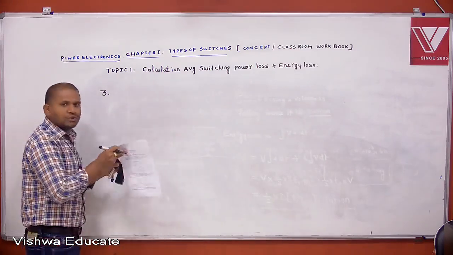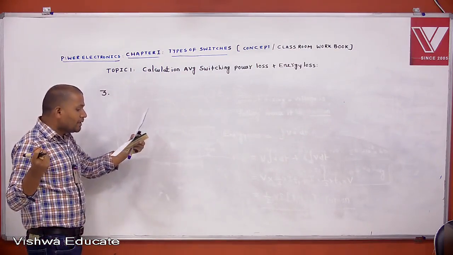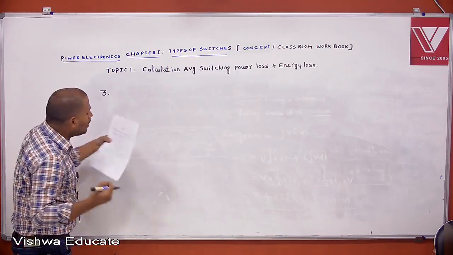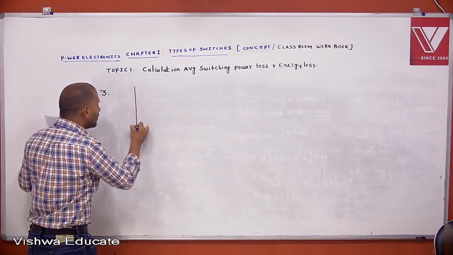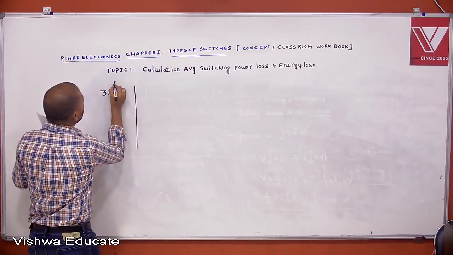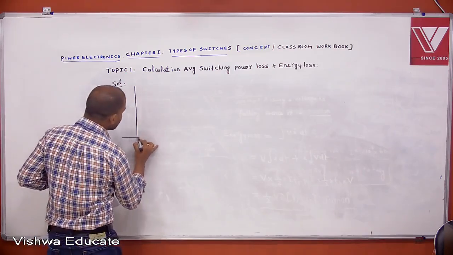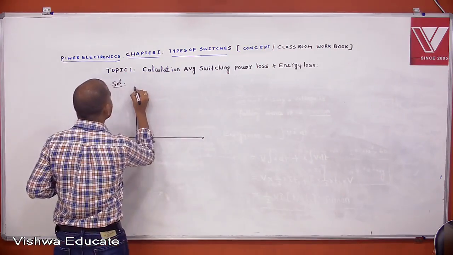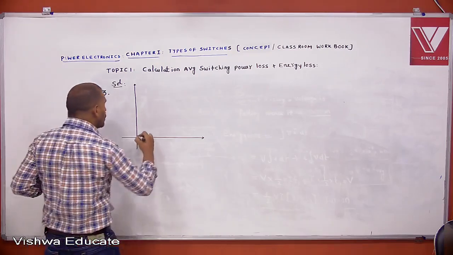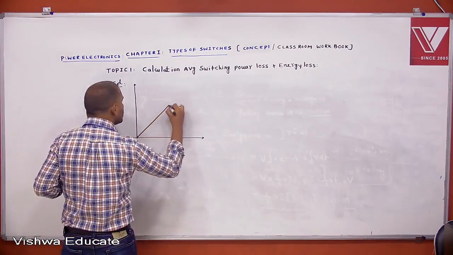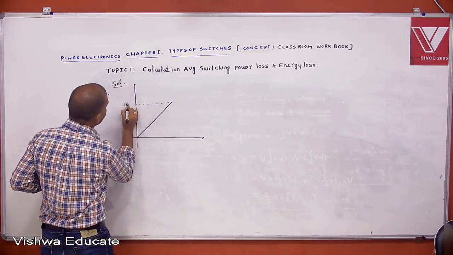According to the problem, first you draw the characteristics. In a semiconductor, the anode current rises linearly from 0 to 100 amperes, that is I1. First I am drawing the characteristics according to the given statement. What is the solution for this problem? Anode current is rising from 0 to 100 amperes. This is 100 amperes.